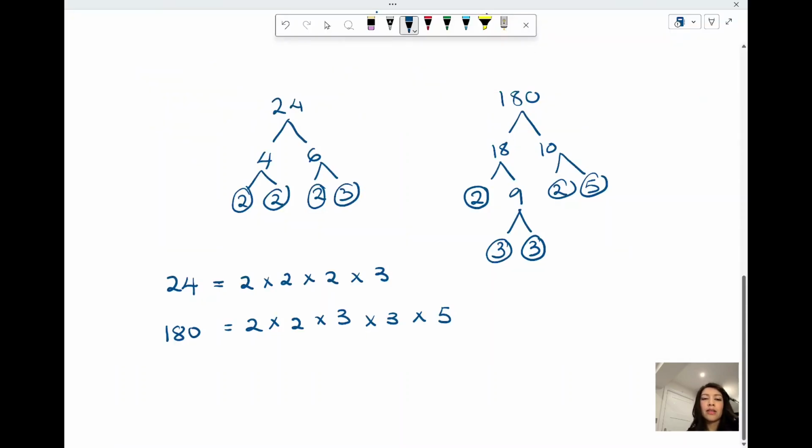Any factors that are in common between the two. So there's a 2 and there's a 2. So there's 1. Here's another number that's in common, another pair of 2's. There's no more 2's in common, but the next one is a 3, and we have a 3 here, and that's it. So these are factors that are in common between 24 and 180.